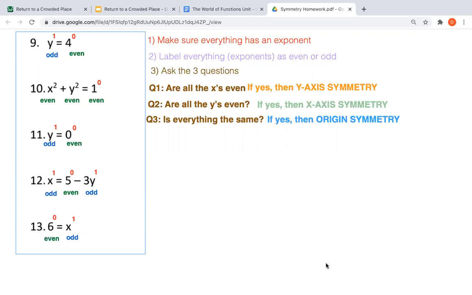So now, are all the x's even? Number 9, there are no x's, which is 0, which is even. Number 10, the x is even. Number 11, actually I'm going to stop at number 11. We're going to go back to that one. Number 12, x is odd. 13, x is odd. So 9 and 10 have y-axis symmetry.